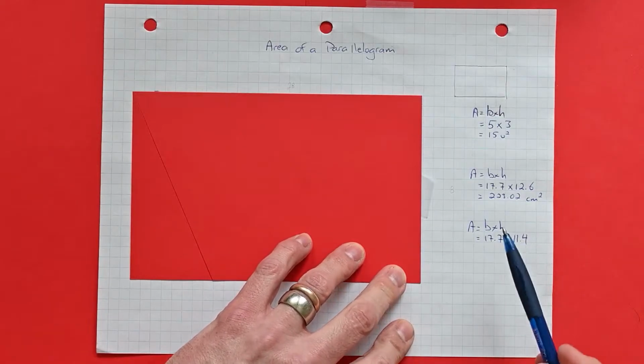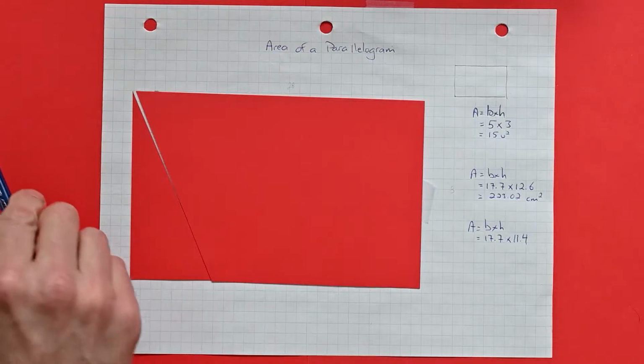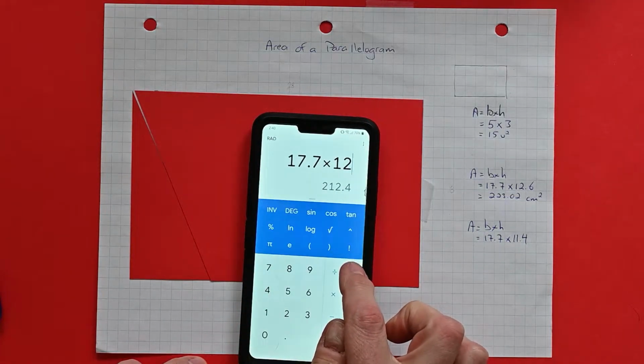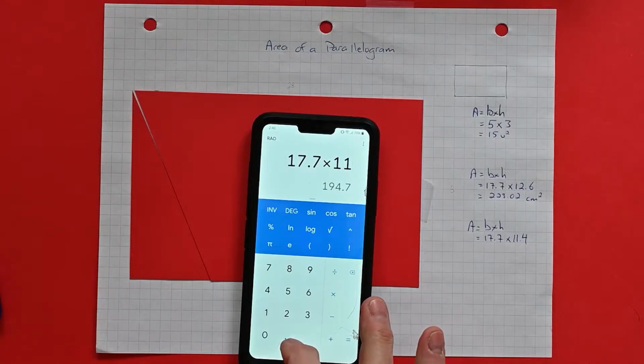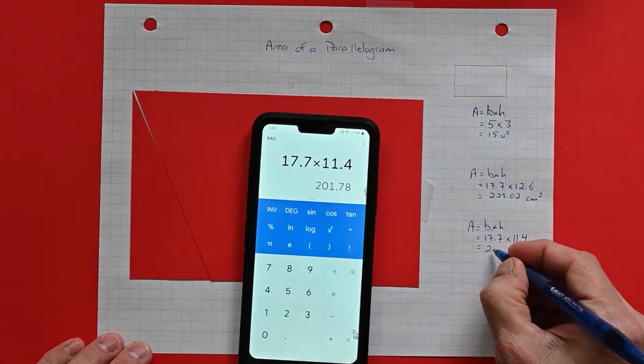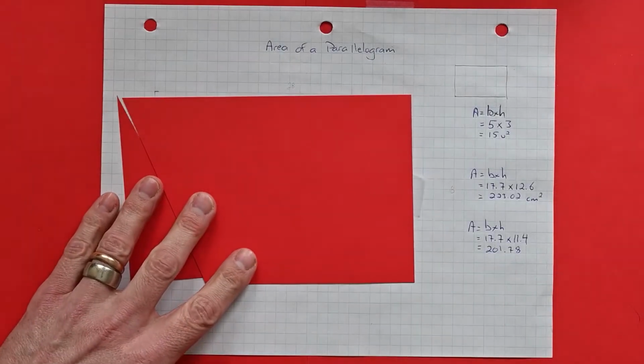And you will see already that calculation is going to be different from this one. I'll just pop it into the calculator with you for a moment. We have the 17.7 still, now times 11.4, and that's 201.78. Now let's consider this for a moment.